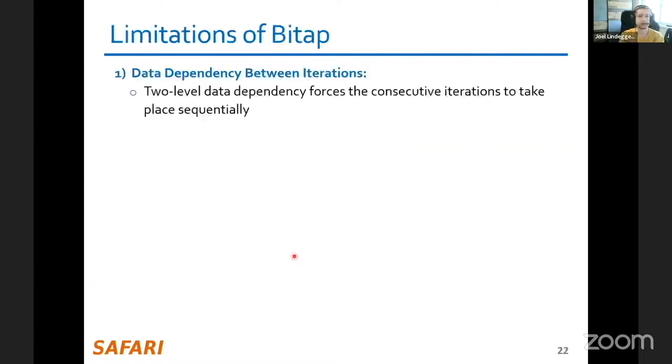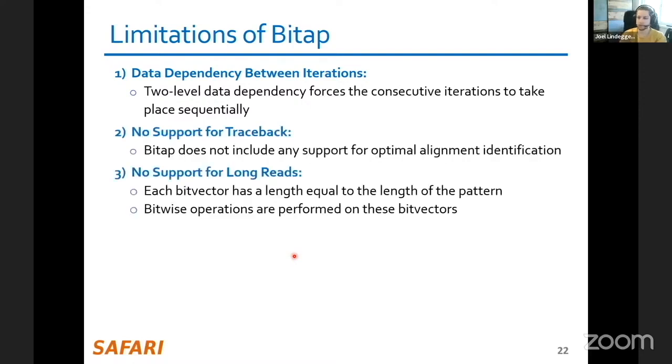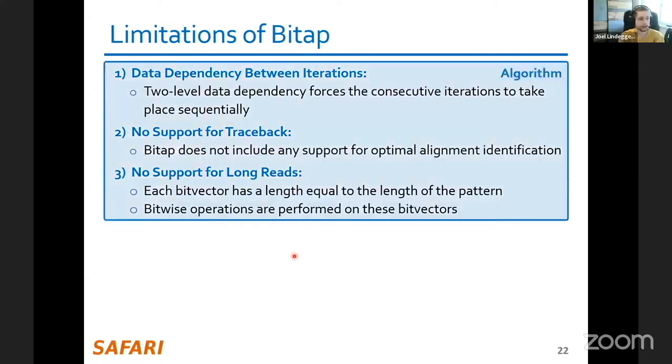So again, let me reiterate. There's data dependency between iterations. There's no support for traceback. And due to these two loops, it doesn't really scale to long reads, which can go up to millions in characters. Okay. So those are algorithm level limitations. You could just look at the source code and kind of tell, okay, this probably doesn't work.